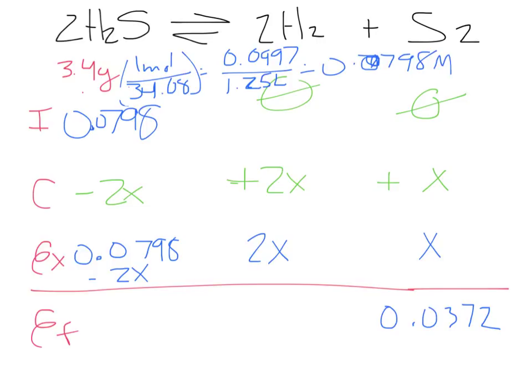Now, why do I have zeros in the I row for the products? There are none initially. There's nothing there initially. And then I have the change row. I have plus 2x and plus x. Why is there a 2x in front of H2? The coefficients matter in the C row. All right? And then you can figure it out.